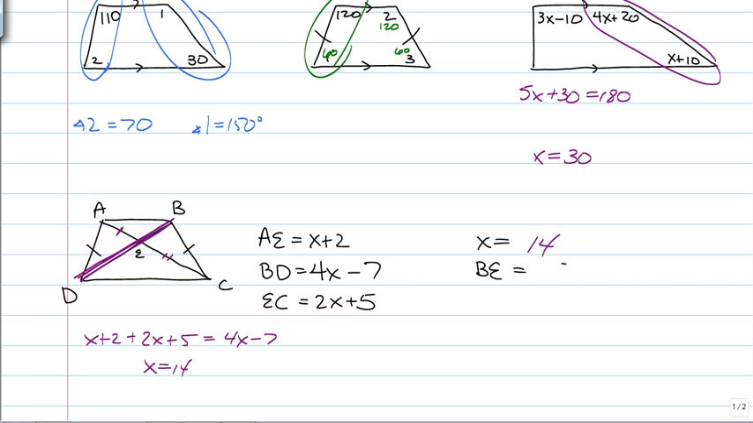But then you just have to go back and find BE. Well, that's the top little piece, so you have to plug it into AE, and you get BE is equal to 16. Alrighty?